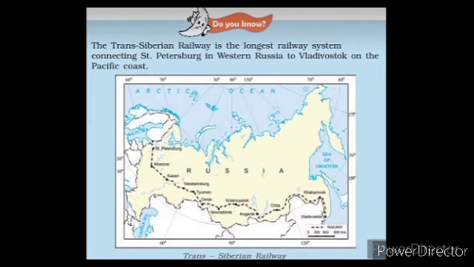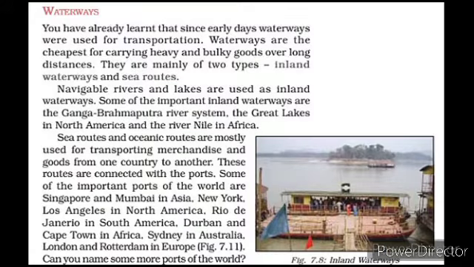See the Trans-Siberian Railway. The Trans-Siberian Railway is the longest railway system connecting St. Petersburg in western Russia to Vladivostok on the Pacific coast. This is important. You all have to learn this one about the Trans-Siberian Railway. Okay, see the next topic, waterways.